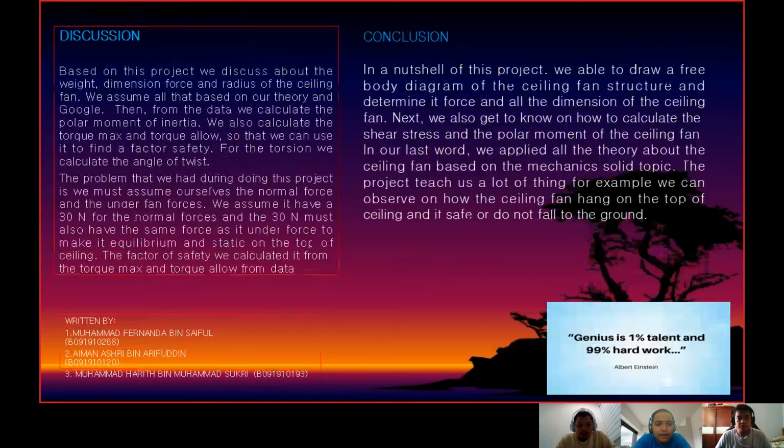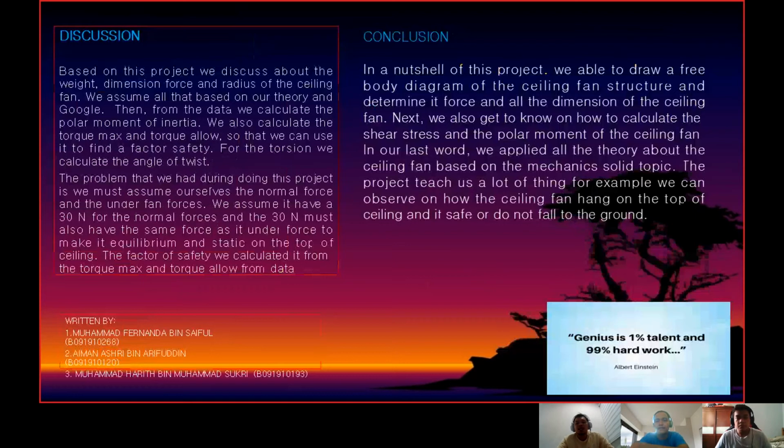The problem that we had during this project is we must assume ourselves the normal force and the under force. We assume it has 30 Newton for the normal force, and the 30 Newton must also be the same force as the under force to make equilibrium and static on the top of the ceiling. The factor of safety we calculate from the torque max and torque low from the data.